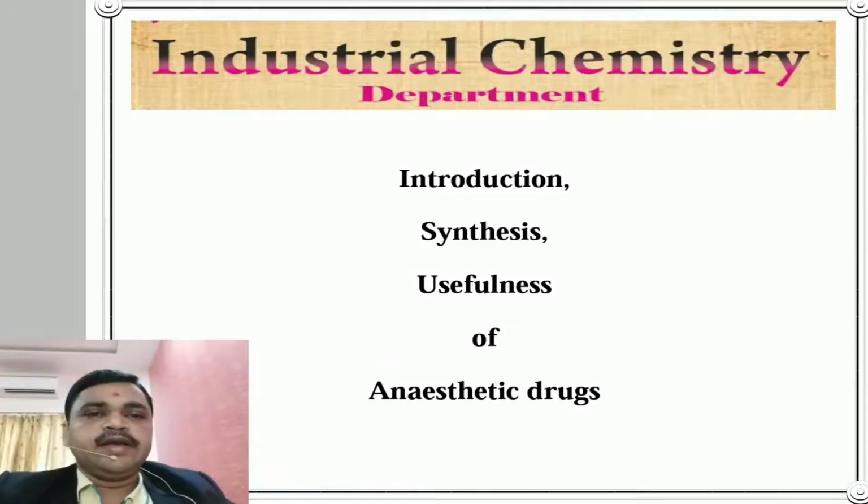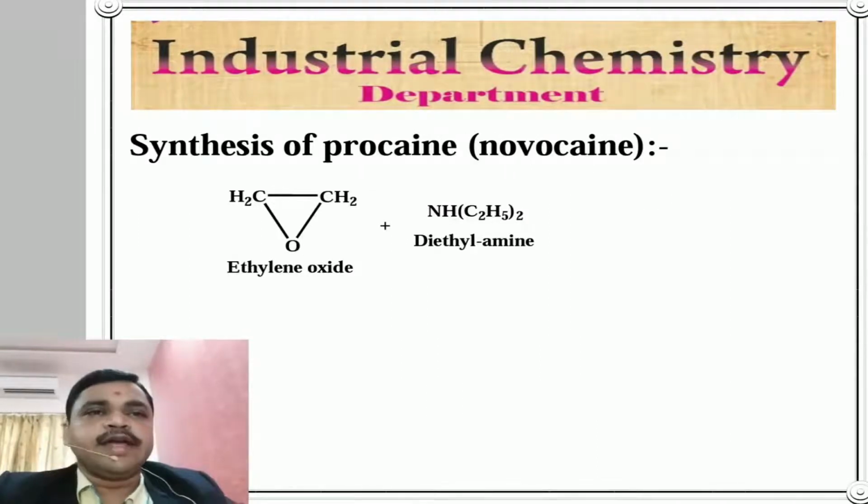Now we continue this class with synthesis of procaine. Procaine is also known as novocaine. In this synthesis, first of all, we synthesize our intermediate compound, 2-diethyl aminoethanol, and then it is treated in synthesis. So, first of all, we synthesize our intermediate compound for procaine.